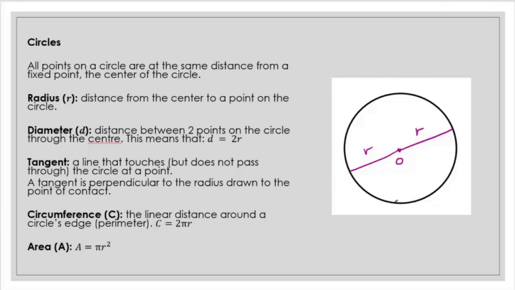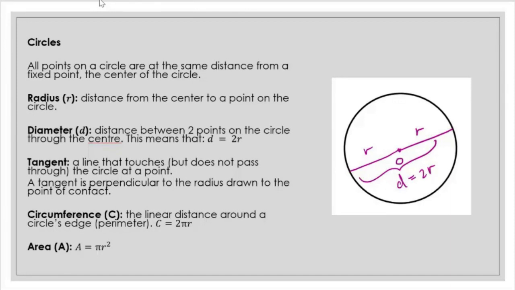Absolutely possible to have lines that don't go through the center. That, for example, would be a chord. Or if it extended beyond the circle, we would call it a secant. But the key pieces that we're interested in are the radius, or if we have 2 times the radius, the diameter. So the diameter is equal to 2r.